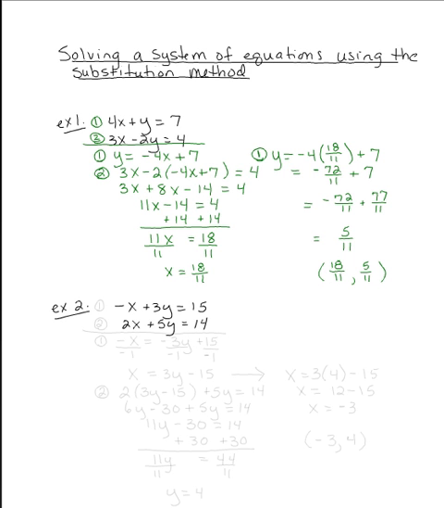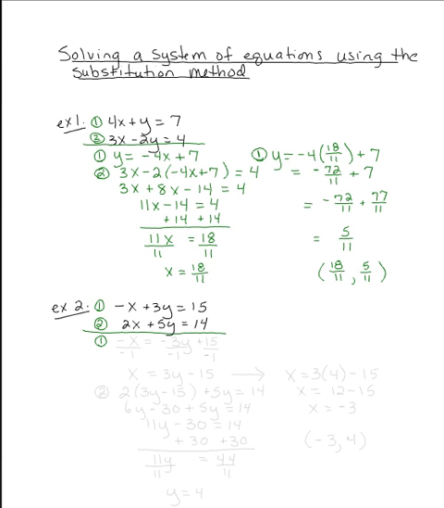Now, let's move on to example 2. In example 2, we've got negative x plus 3y equals 15, and then 2x plus 5y equals 14. Again, I'm going to number my equations. Looking at these two equations, the one that looks easier to solve is equation 1, where I've got the negative x, because that's a coefficient of negative 1, which we can work with. It's not always going to be equation 1 that you solve for. Sometimes equation 2 will be the one you choose.